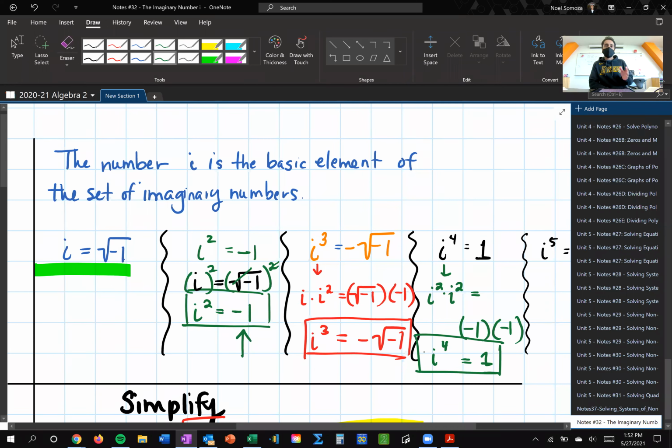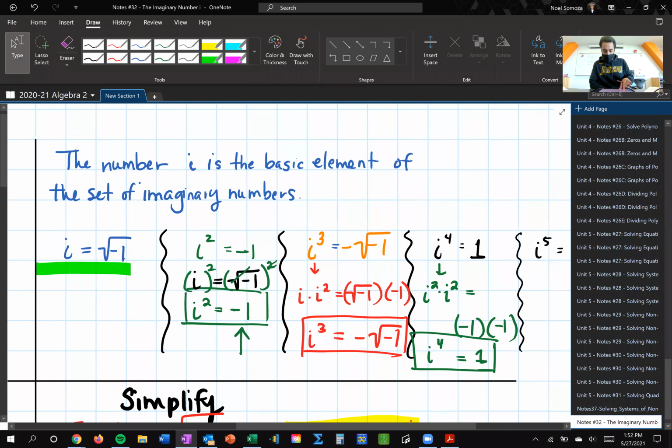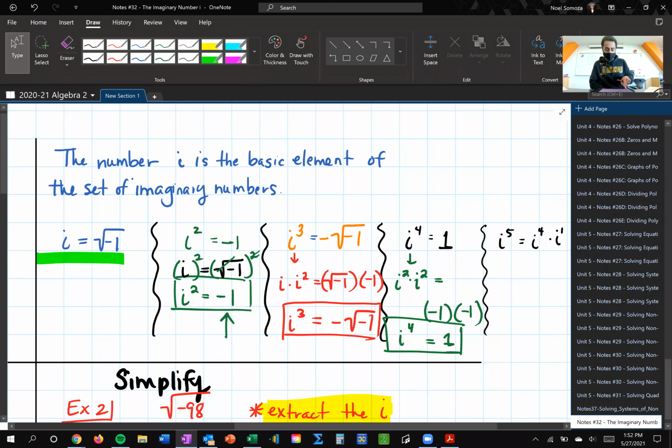And then once we've gone past I to the fourth, everything repeats itself again. So when we get to I to the fifth, I to the fifth is the same thing as I.